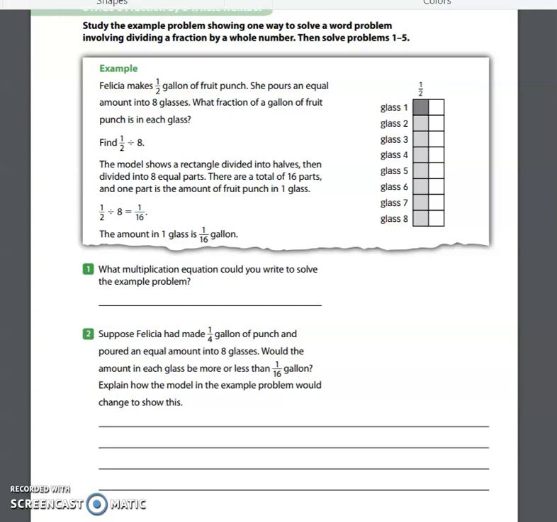So number 1 says, what multiplication equation could you write to solve the example problem? Here we have our 1/2 already divided by 8. I know I can get the reciprocal of my 8 and get 1/8. So I could have 1/2 times 1/8, which equals 1/16.